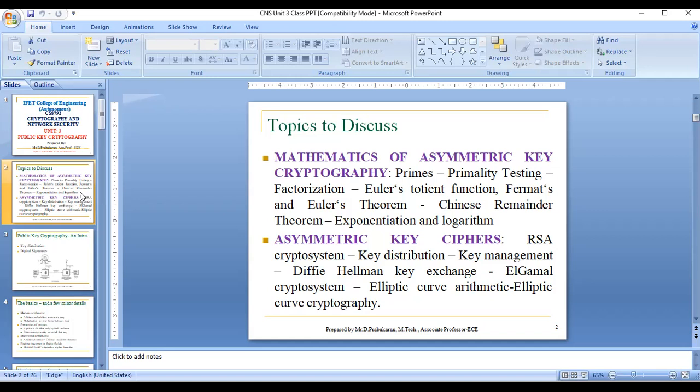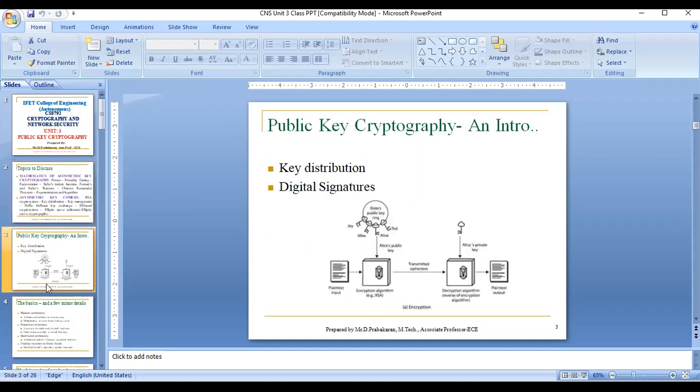Public key cryptography, let me explain with a diagram. Here two parties have agreed to perform some secure communication, and both parties will have two separate keys. Suppose this is party A and this is party B. A will have two keys and similarly B will also have two keys. What are those two keys? One is the private key for party A and party B respectively, and similarly the public key for party A and party B.